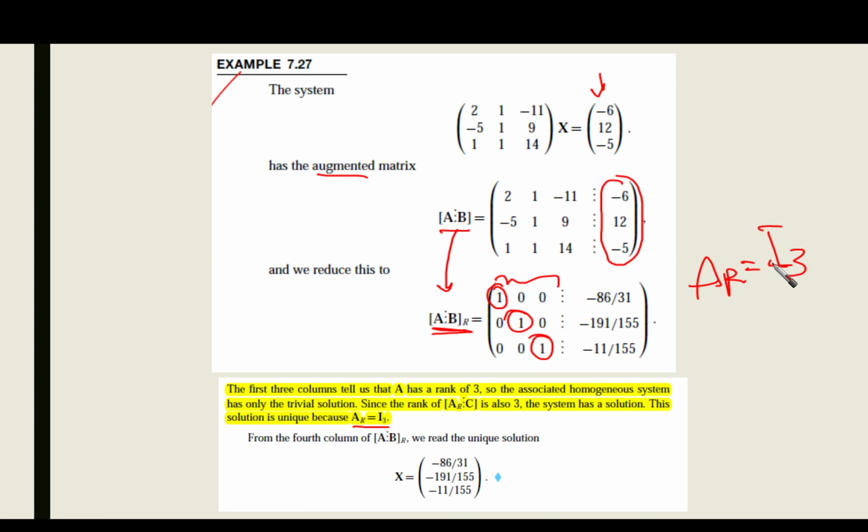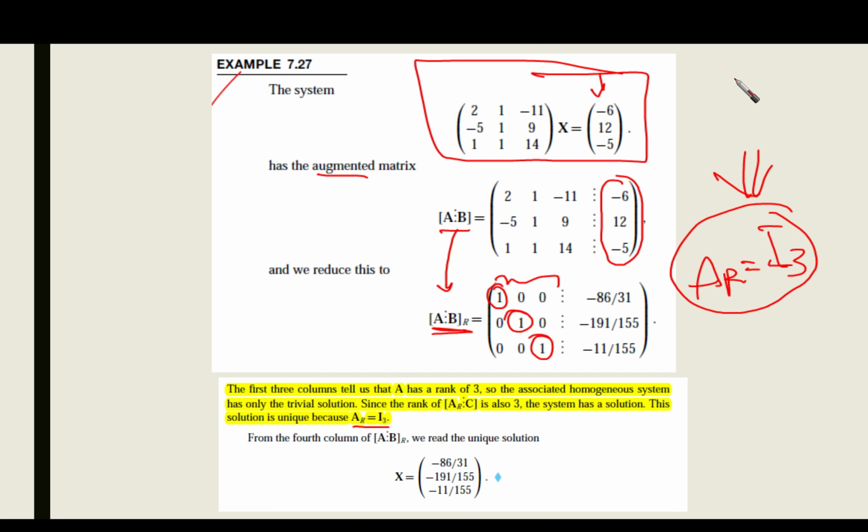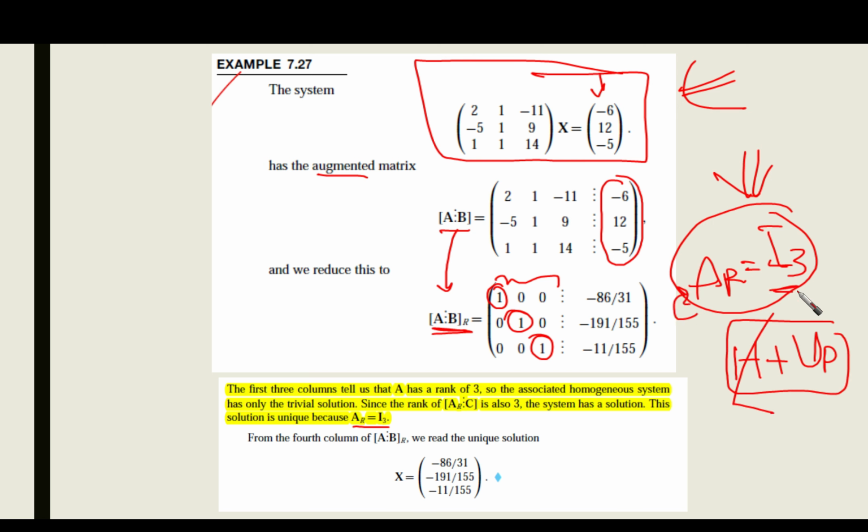This means what? That the associated homogeneous equation has the trivial solution, and the non-homogeneous system is going to have, exactly, a unique solution. So our general solution is going to be H plus UP. H is going to be trivial, because AR equals the identity matrix. Then we end up with only one unique solution, which is the particular solution. We can read it easily from the system here.